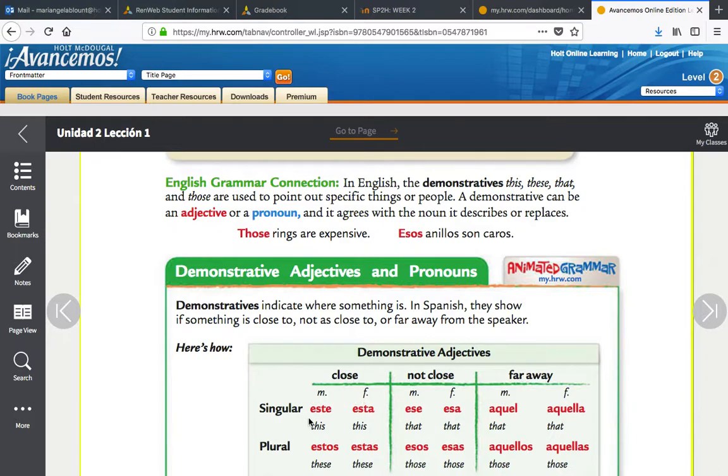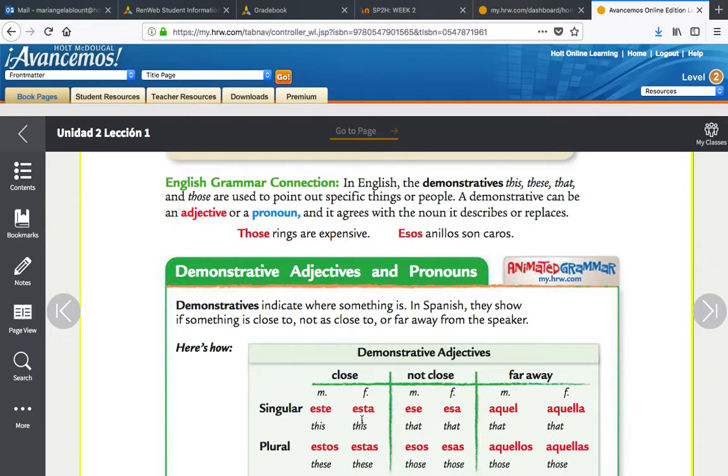So for example, if I'm talking about this book, the book is very close to me, all right? How do you say book in Spanish? Libro. Is libro feminine or masculine? Libro ends in o, so it's masculine, el libro. So how would you say this book? Because it's only one, singular, and it's masculine, you will say este libro, okay?